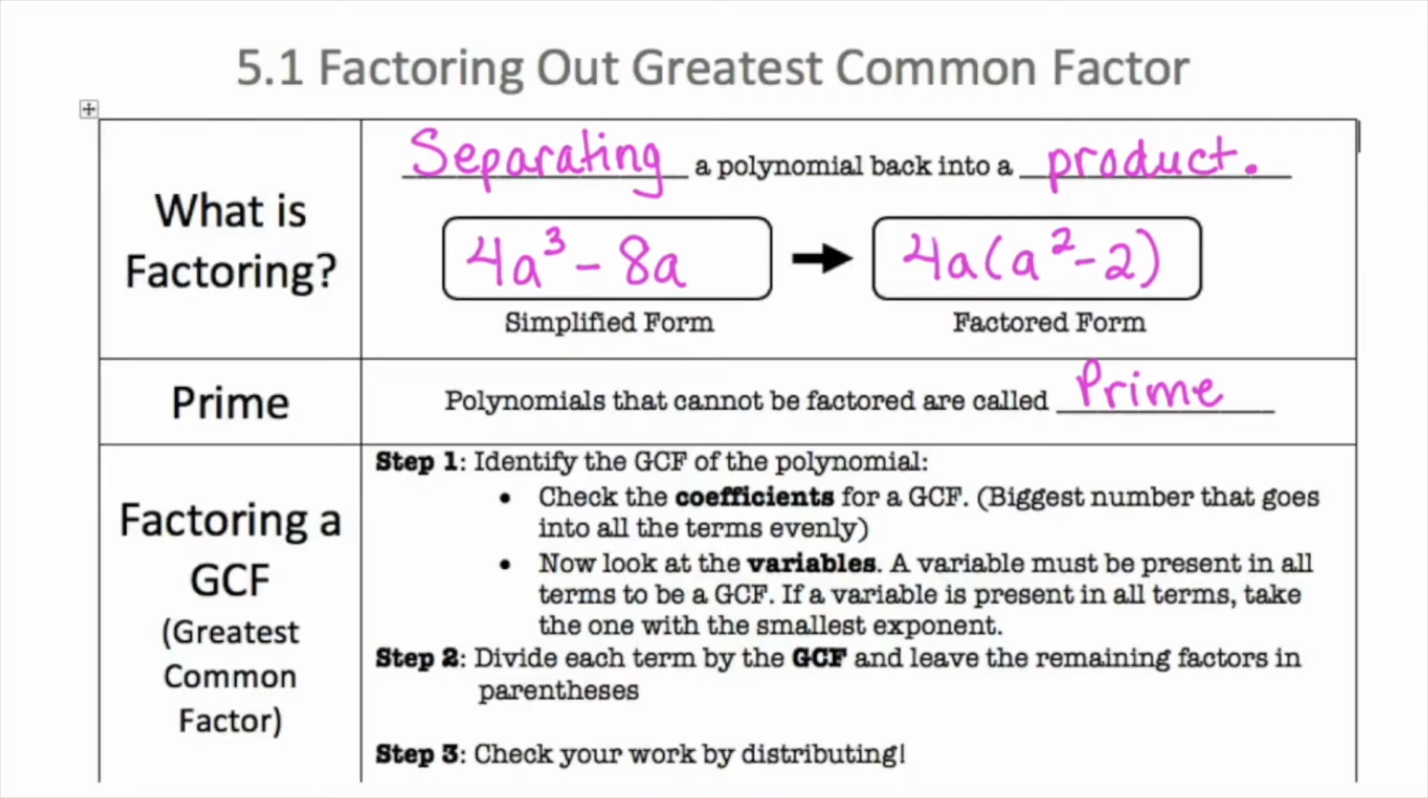So like if you were to multiply 4a times a to the second power, does that equal 4a to the third? And yes, it does. And then you could multiply 4a times negative 2, and does that equal negative 8a? And that does. So you know you have the correct terms left inside those parentheses. And then step 3, just like I said, you can distribute to check your work and see if you're right.